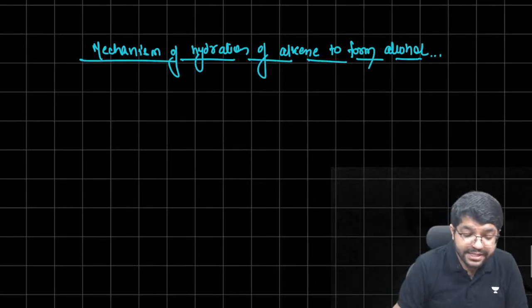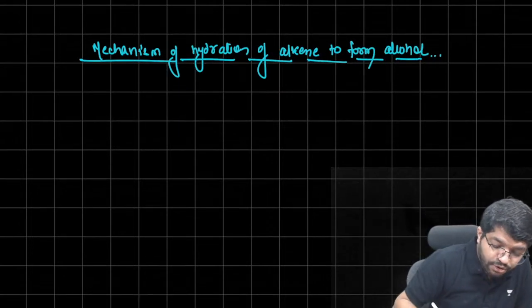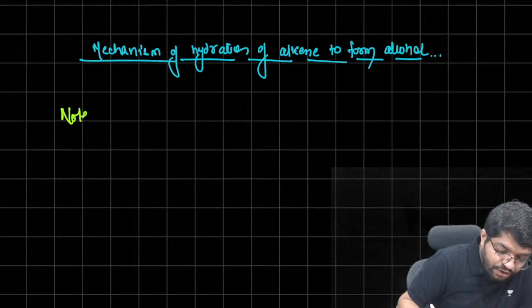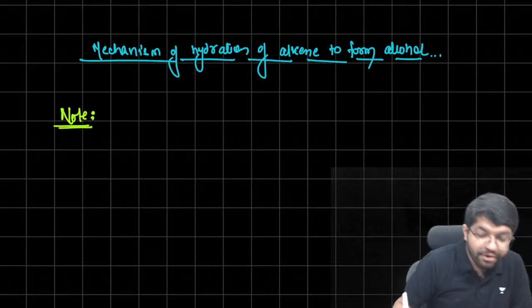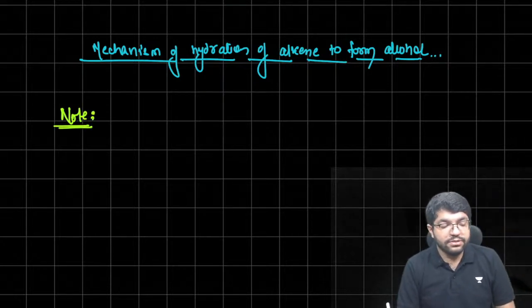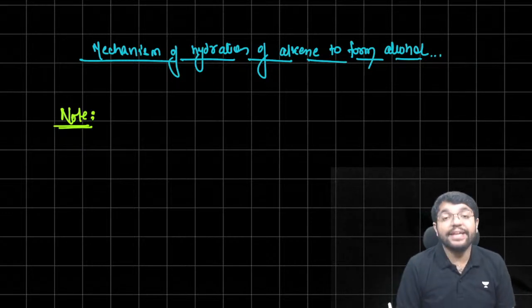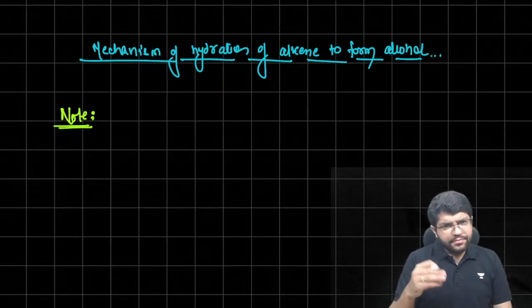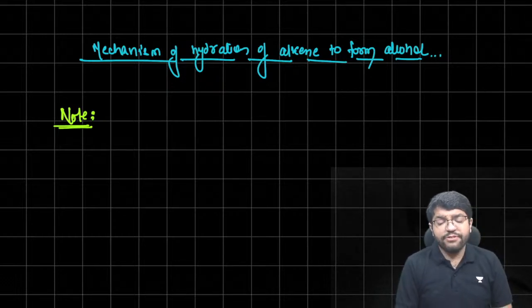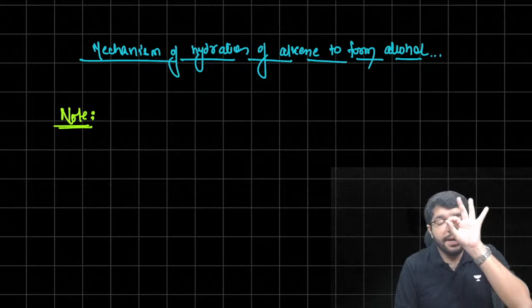And how do I do that, sir? Note, please note. Okay. What I want to say here is mechanism of hydration of alkene to form alcohol.